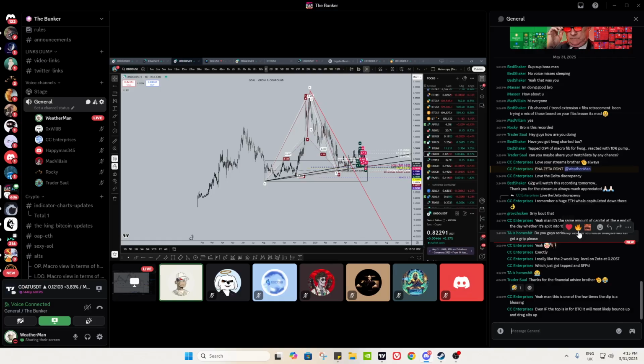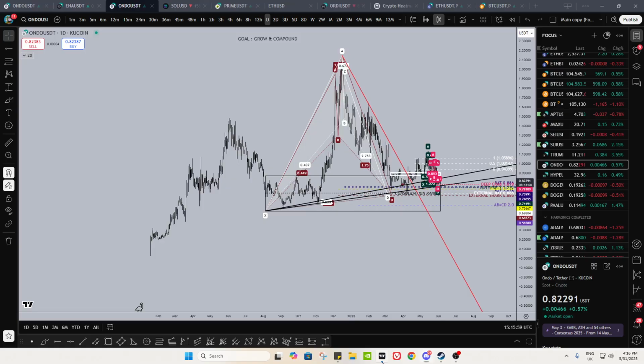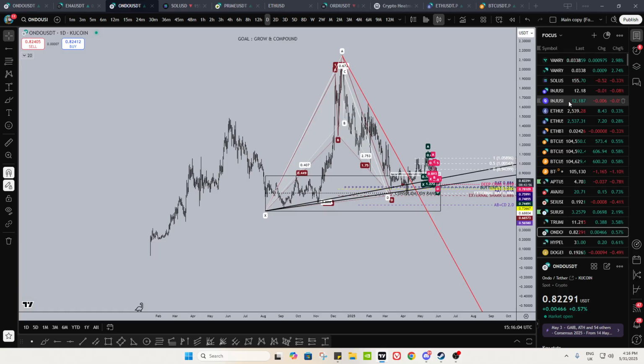Dip is a blessing in this case. Yeah, even if the top is in for BTC, it'll most likely bounce up. Yeah. But I don't think the top is in for BTC yet. I do think, because if the top is in now, because I had a plan going into this cycle, especially the latter half of it.